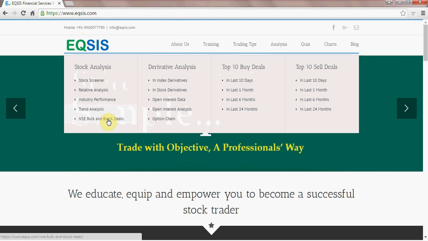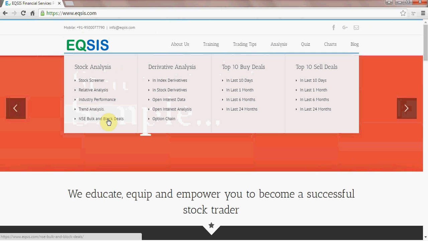Let me tell you what exactly bulk and block deals are. A retail trader is not supposed to disclose whatever he buys or sells on a daily basis to SEBI. But if anyone makes a deal of more than a significant quantum, they have to disclose their trades to SEBI and the exchange, and in turn the exchange makes it available to the public.